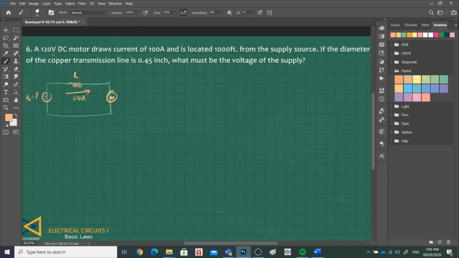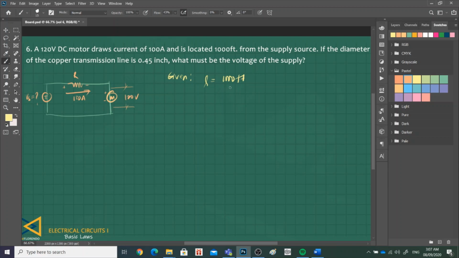Una, we have a 120 volt DC motor. Positive, negative. So 120 volts yung rating ng ating motor. So across the motor, ang measurement ng voltage dyan ay 120 volts. So, it draws a current of 100 ampere, which is located 1,000 feet from the supply source. So, pwede na natin isulat yung ibang mga given. Ang length ng ating wire papunta dun sa motor from the source is 1,000 feet.